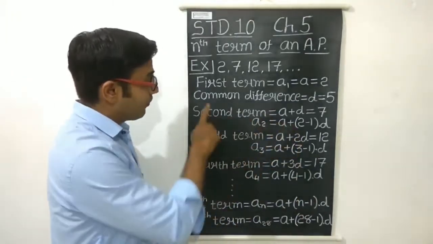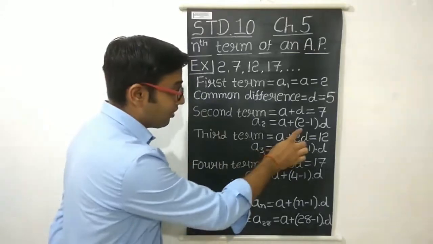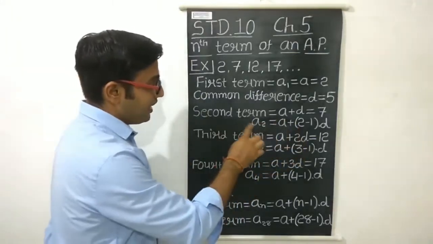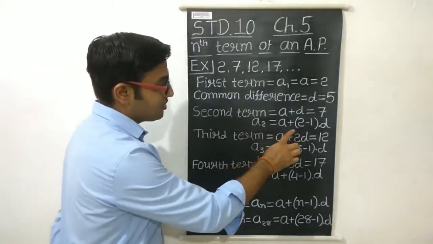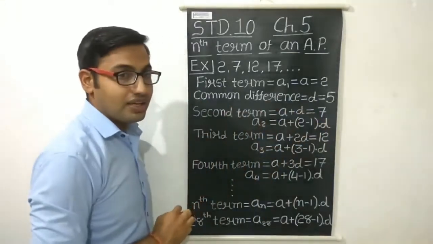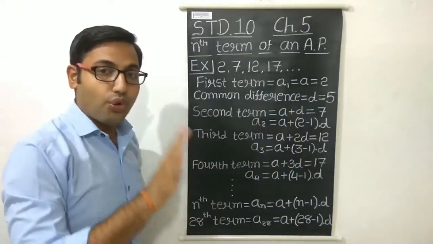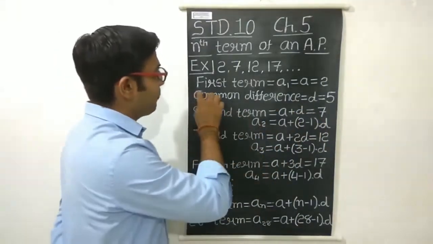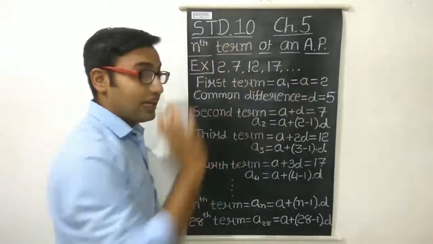Now what will happen for the first term? If we put 1 here, then A1 is equal to A plus 1 minus 1 into D. Then 1 minus 1 becomes 0, and only A will remain. That is why we represent the first term as A only.